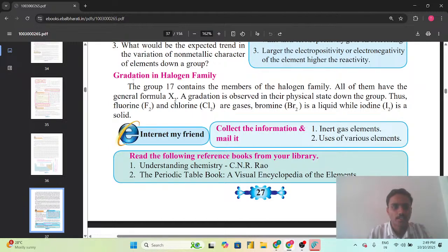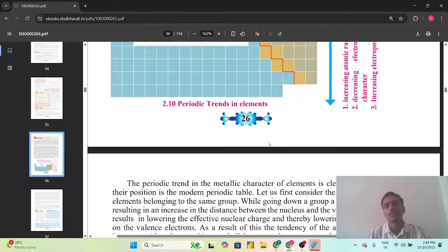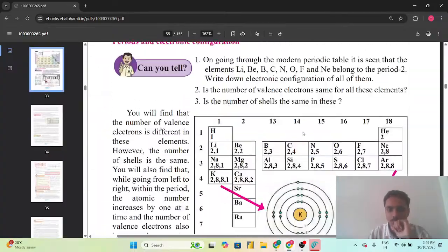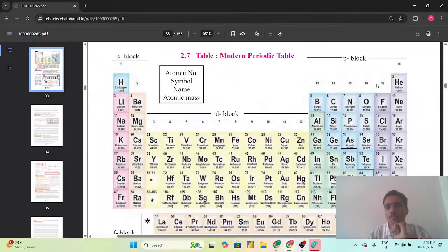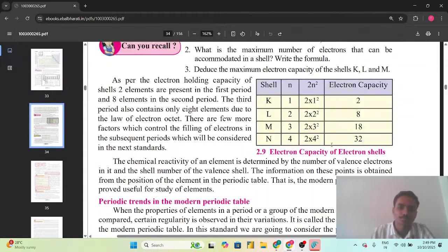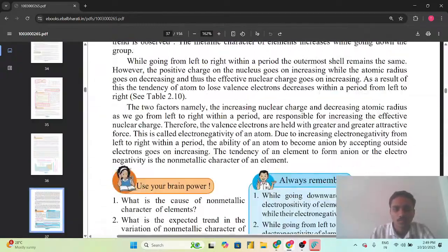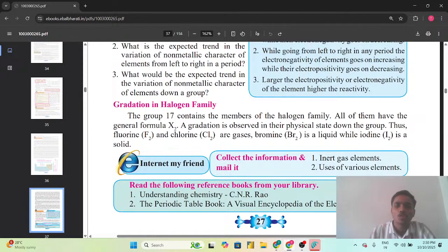So what gradation comes here? The group 17 contains the members of the halogen family. As we have seen in the modern periodic table, we have here group 17, that we call the halogen family. That is fluorine, chlorine, bromine, iodine, astatine, tennessine. All of them have the general formula X2, that is F2, Cl2, Br2.